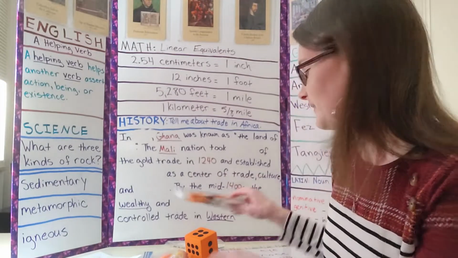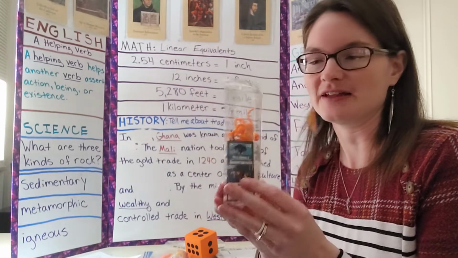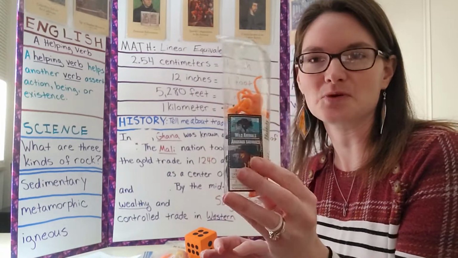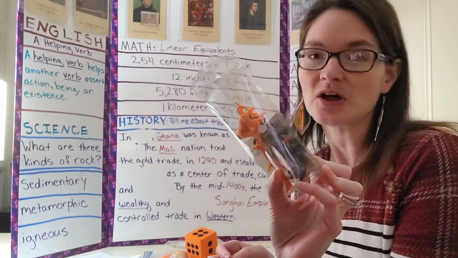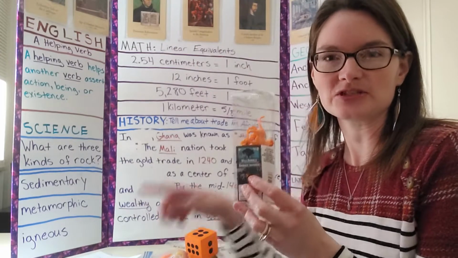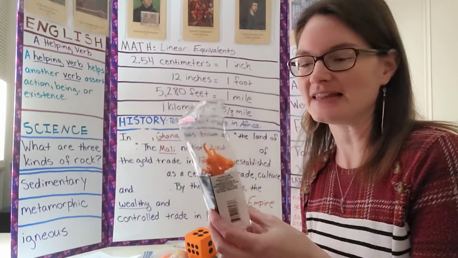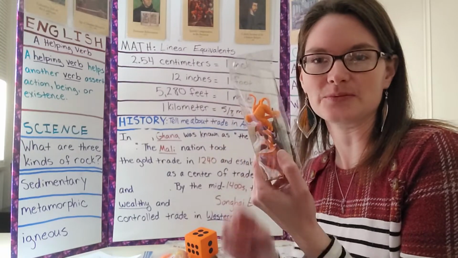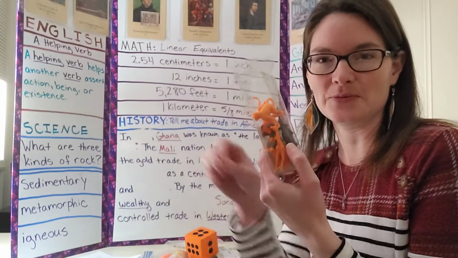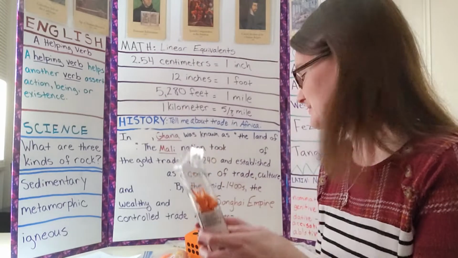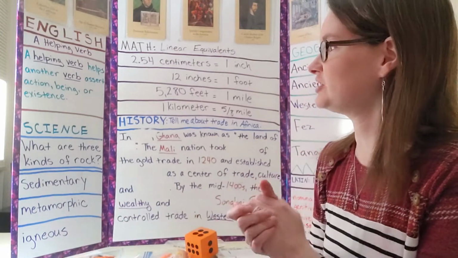Since we're doing Africa, I found these plastic wild animals at the Dollar Tree. Once we point to things a few times and I have them say it, I hand out the animals, and we do it a couple times with the animals jumping from place to place. That's what we did for geography.